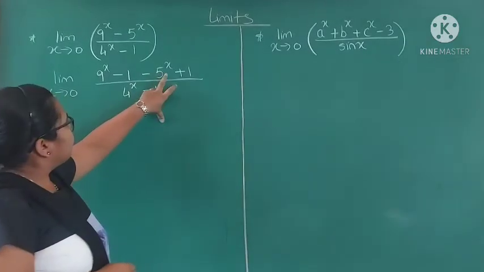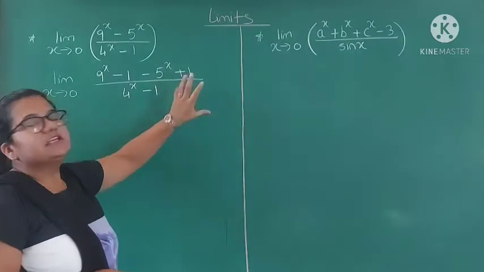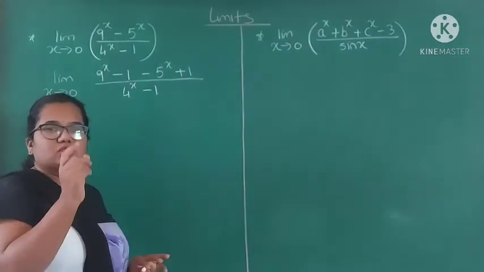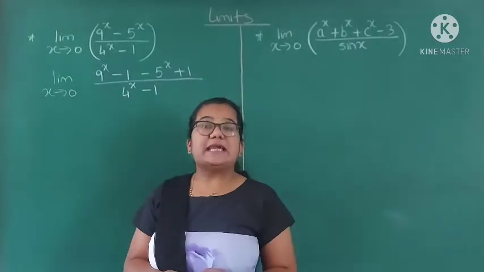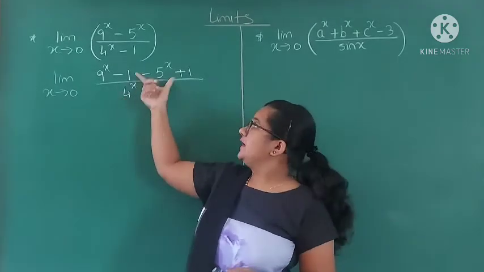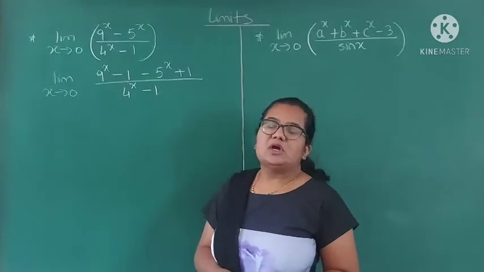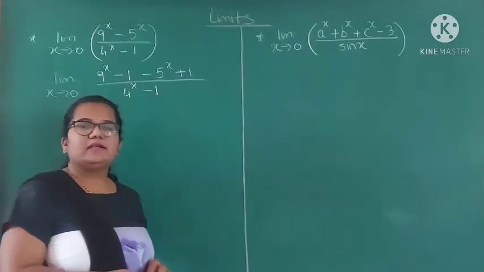Now from these two terms, if you take minus sign common out, this will become 5 raised to x minus 1. So you get your numerator of your formula. What is in your denominator? It is x. So you require x for this term also in the denominator, and here also you require x. So what we need to do next is divide the numerator and denominator by x.